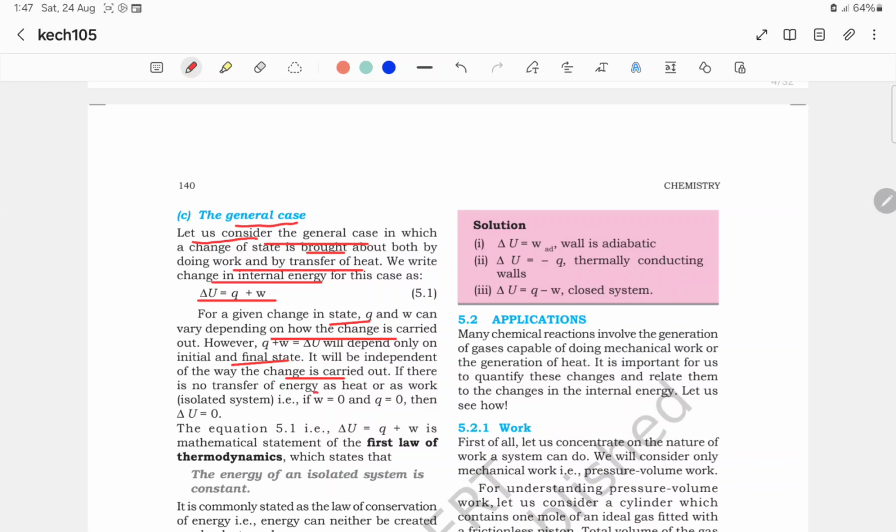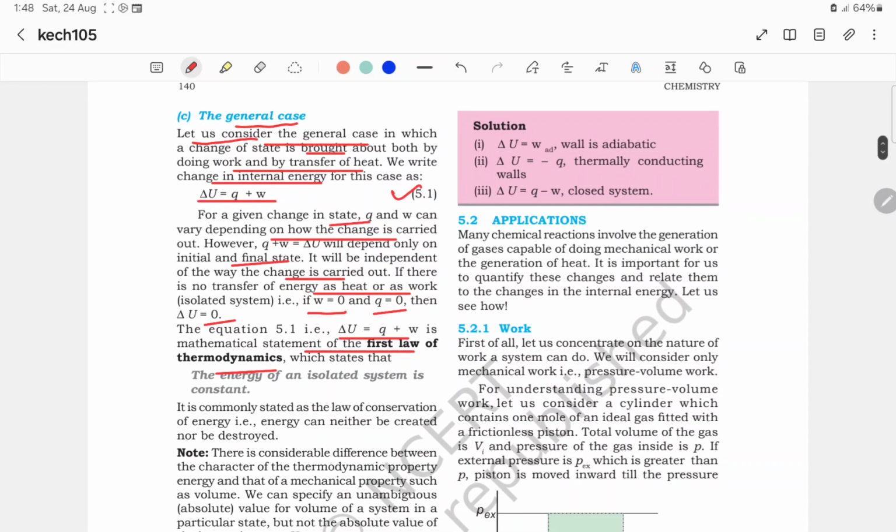So if there is no transfer of energy as heat or as work, as in an isolated system, W is equal to 0, Q is equal to 0, then delta U is equal to 0. So equation 5.1, delta U is equal to Q plus W, is the mathematical statement of the first law of thermodynamics, which states that the energy of an isolated system is constant. It is commonly stated as the law of conservation of energy, that is, energy can neither be created nor be destroyed.